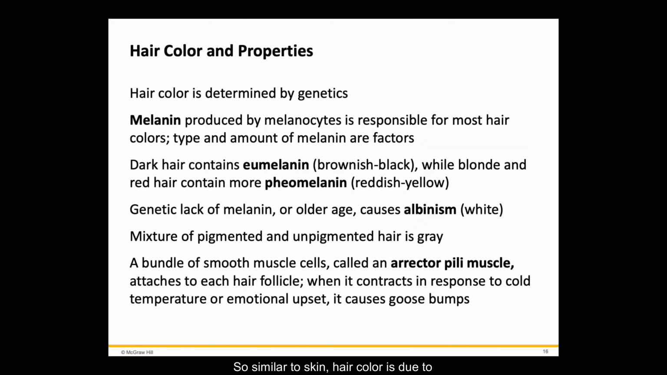Similar to skin, hair color is due to pigment granules. Brown hair and black hair are rich in eumelanin, and red hair has a slight amount of eumelanin and a higher concentration of pheomelanin. Blonde hair has some pheomelanin but very little eumelanin. Gray hair is due to the absence of melanin. There's also a condition called albinism, which is a genetic lack of melanin, or as we grow older, the hair becomes whiter.